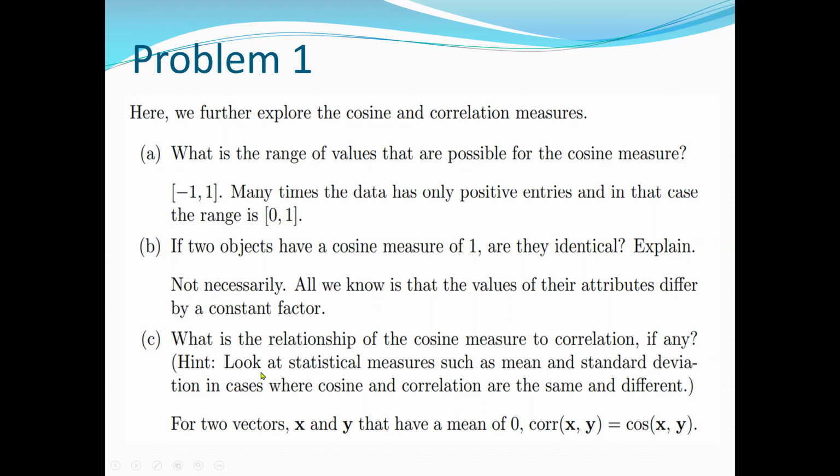Also, what is the relationship of the cosine measure to correlation, if any? First, we have to look at our statistical measures, such as the mean and standard deviation, in cases where cosine and correlation are the same and different. For two vectors x and y that have a mean of 0, the correlation of x and y equals the cosine of x and y.